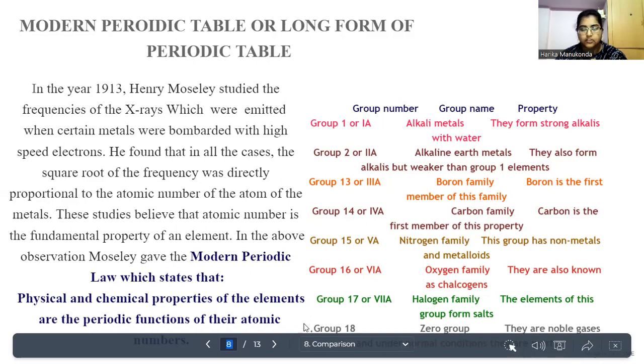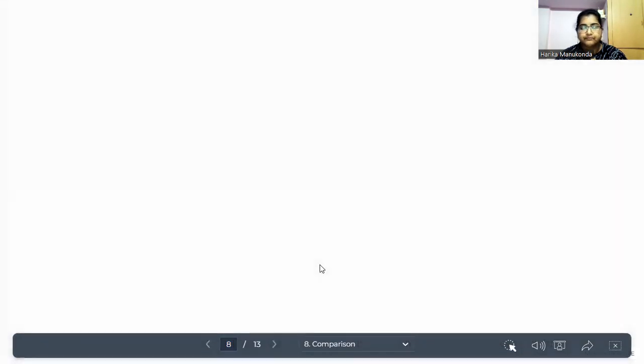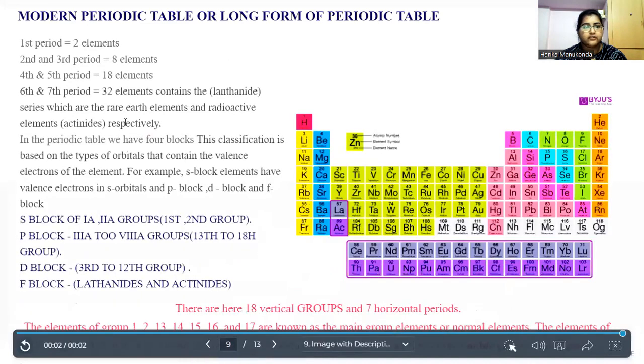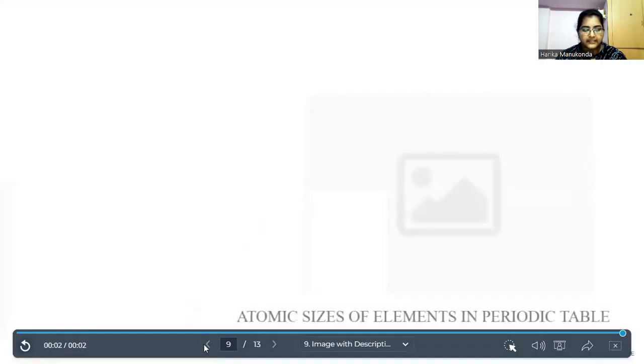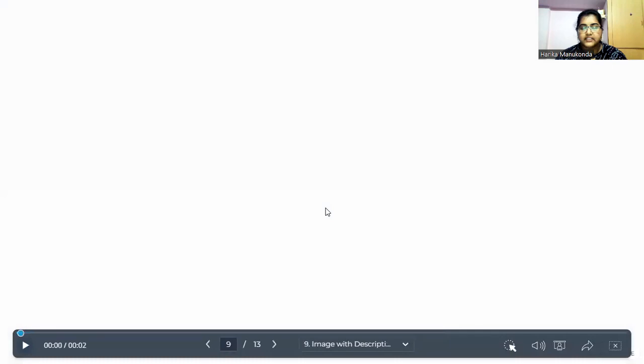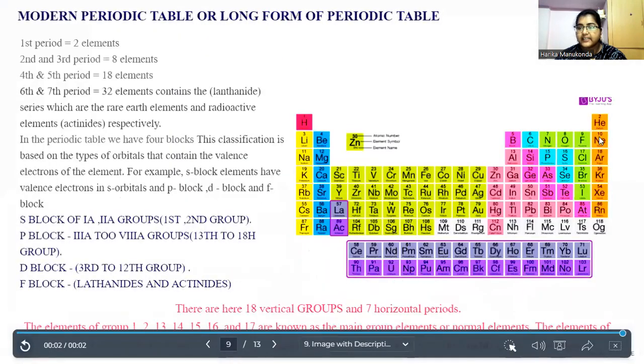Now if you see, children, in the arrangement, the first period has two elements. Hydrogen is finally placed on the alkali side, and the first period has two elements: the first one is hydrogen and the second one is helium. In the second and third periods, you have eight elements, lithium to neon. In the fourth and fifth, we have 18 elements. In the same way, in the sixth and seventh, we have 32 elements.